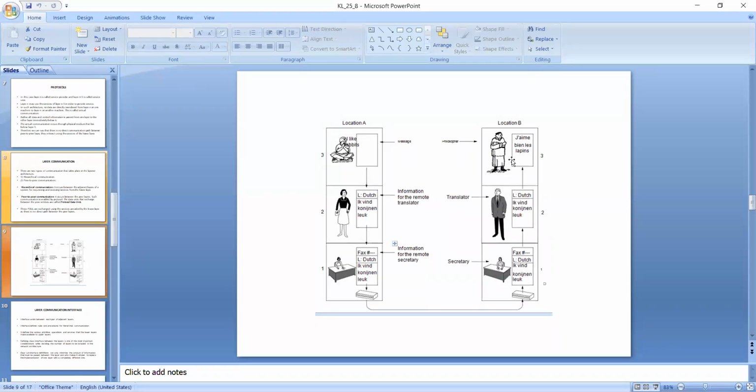So what the philosopher in location A said, "I like rabbits" in English, has reached the location B philosopher in French. In this way, the communication between the same layers is conducted. That is a protocol. Layer 1 cannot communicate with layer 2 or layer 3. So virtual communication takes place between the same layers of different machines, and direct communication takes place between different layers of the same machine.